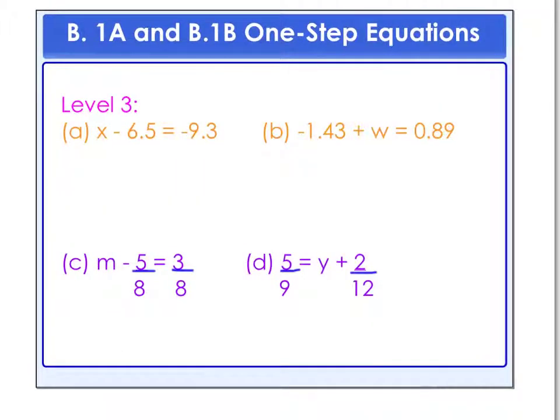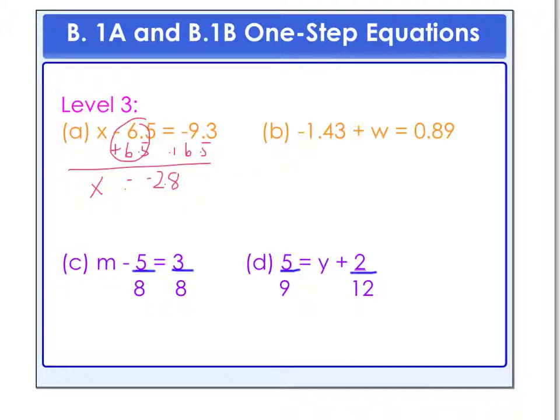Level 3 questions are just going to add in fractions and decimals, but we do everything just the same. So here we have addition and subtraction problems. On letter A, we have x being connected to a minus 6.5. To undo that, we're going to add 6.5. So we have x left over here. Negative 9.3 plus 6.5 is going to leave us with negative 2.8.